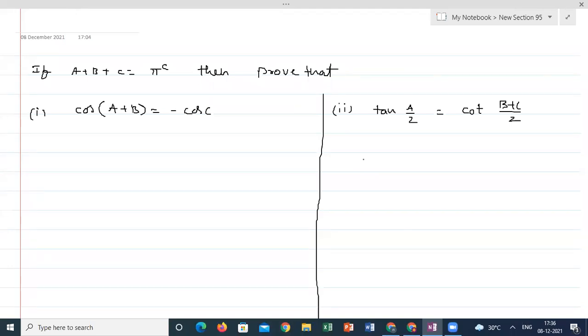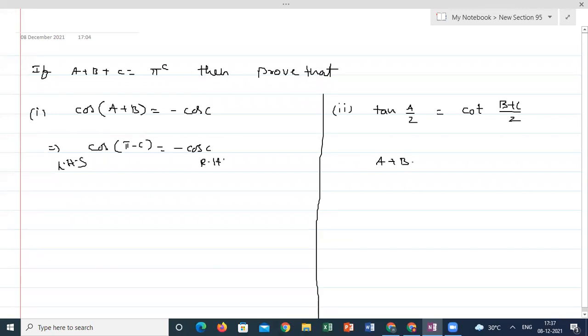The first one, we can write cos of A plus B is equal to cos of pi minus C. Correct. Straight away, in a single step, you will get the answer. Cos of pi minus C, second quadrant, cos is negative, and pi will give the same ratio. So from LHS, I got RHS.